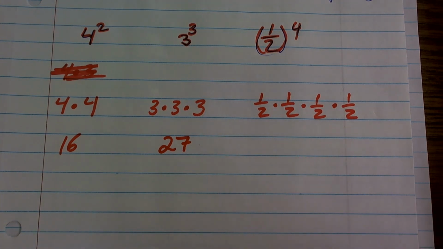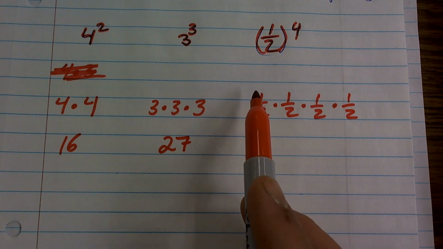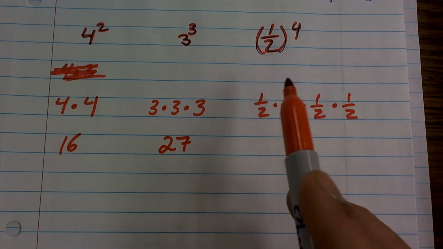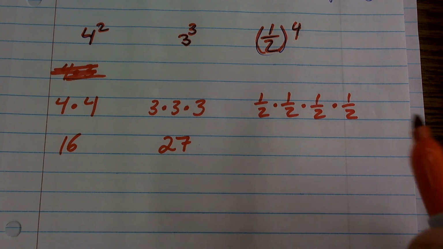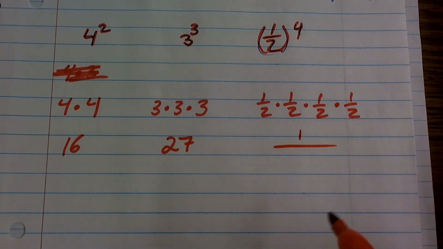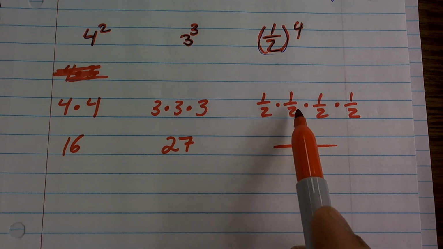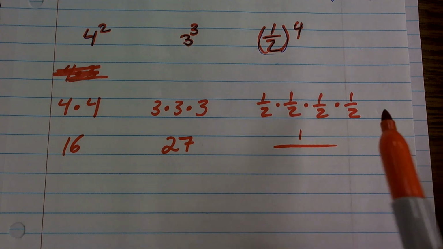So now we got fractions. 1/2 times 1/2 times 1/2 times 1/2. I hate fractions. But remember, multiplying fractions is not that bad. Just multiply the top and then multiply the bottom. 1 times 1 times 1 times 1. It doesn't matter how many times you multiply 1 times 1, it's always going to give you 1. Divided by 2 times 2 is 4. Times 2 is 8. Times 2 is 16.